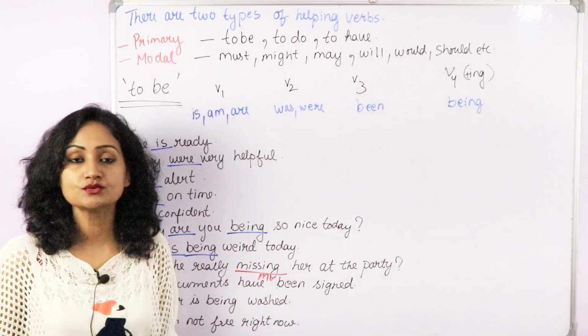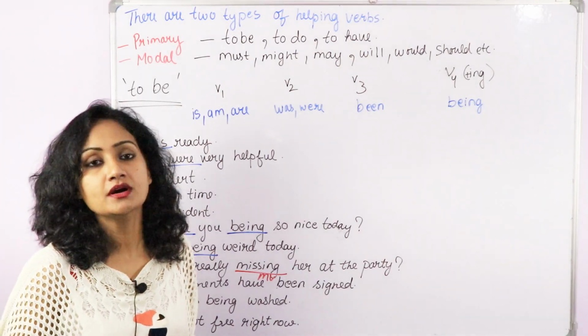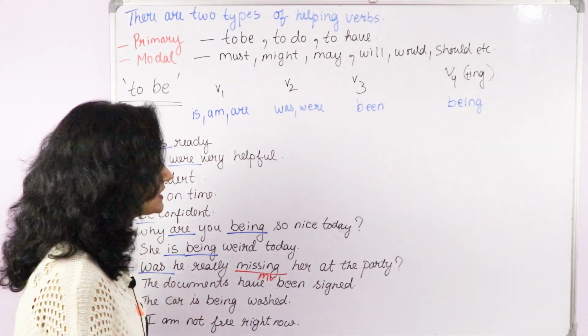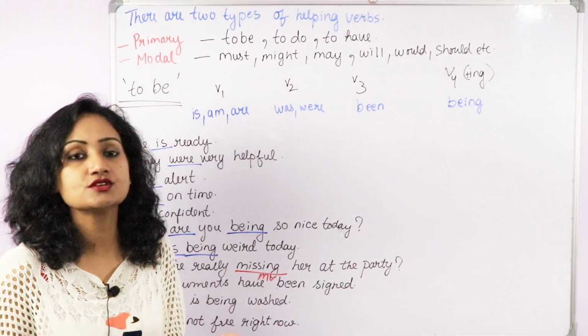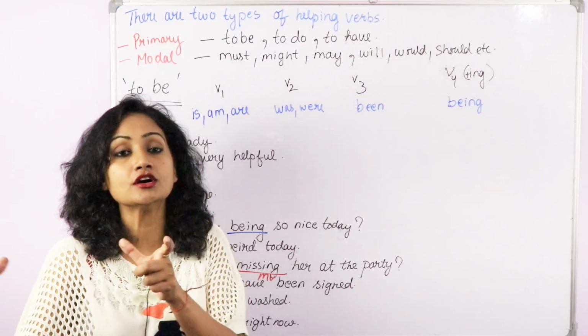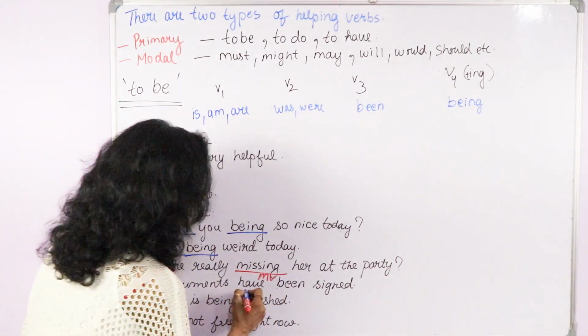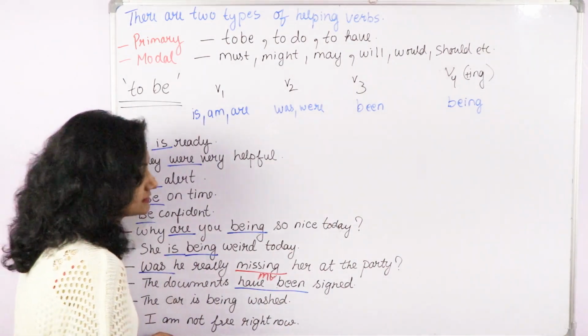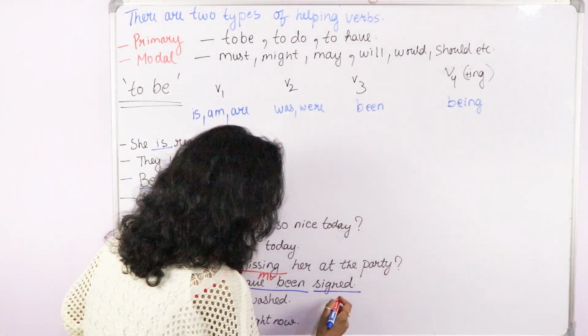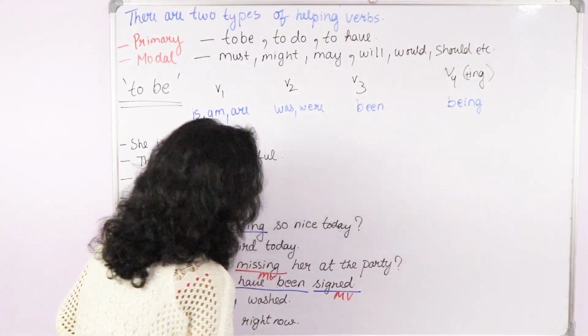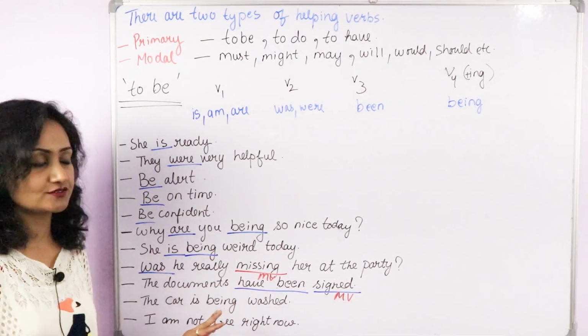So again we use a helping verb with the main verb to make a passive sentence, okay, because in a passive sentence we always use an auxiliary verb with the third form of the main verb. So it's an auxiliary verb, have been, and signed, third form of the main verb, V3. So this is a passive sentence.